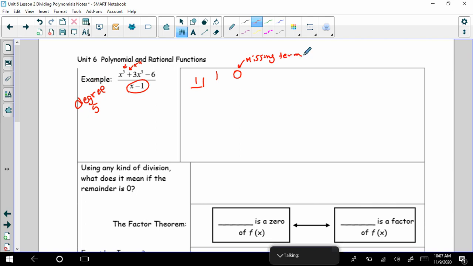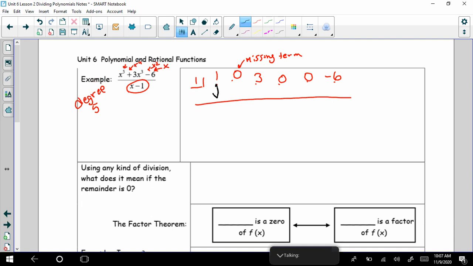That is very important for synthetic division, even more so than with long division. 3, we have a 3. 2, we're missing x squared, so we put a 0. We're missing an x term, so we put another 0, and then we have our constant. So this should count all the way down, 5, 4, 3, 2, 1, nothing, when you're setting it up.